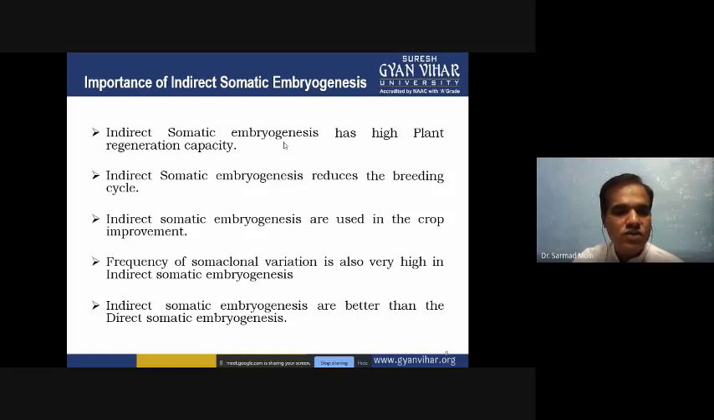Next, indirect somatic embryogenesis is better than direct somatic embryogenesis, since the indirect method can be utilized to produce many types of plants.